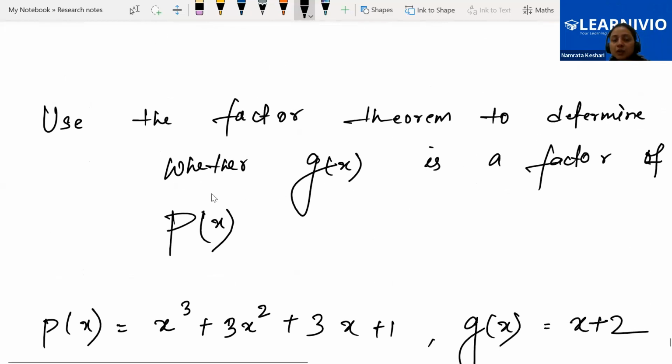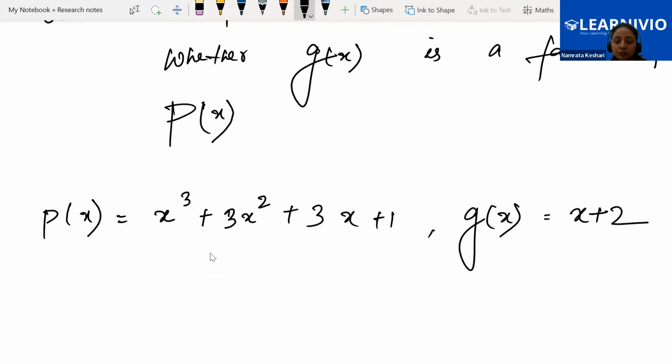Use the factor theorem to determine whether g(x) is a factor of p(x). Ma'am, first we find the zero of the factor. Yes, what will be the zero? Ma'am, -2.